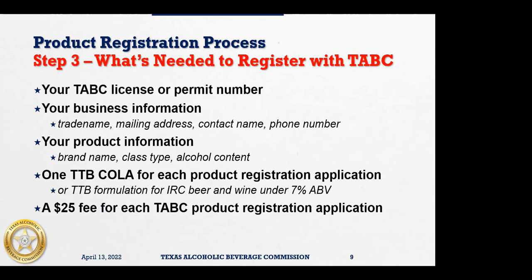Once you've gotten your TTB COLA, you'll be ready to apply for product registration. Only one TTB COLA is approved per application. Each application requires a $25 processing fee. The application will ask for certain information like your product's name, alcohol content, and classification.